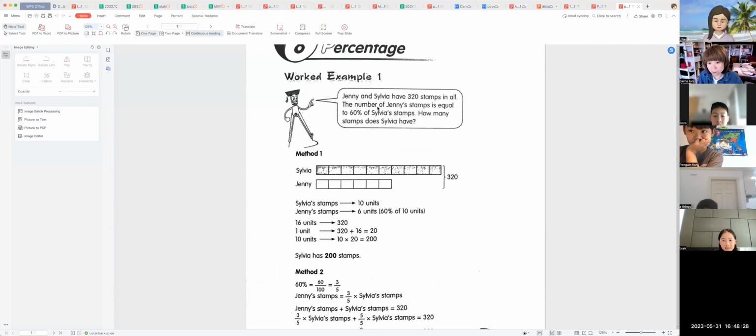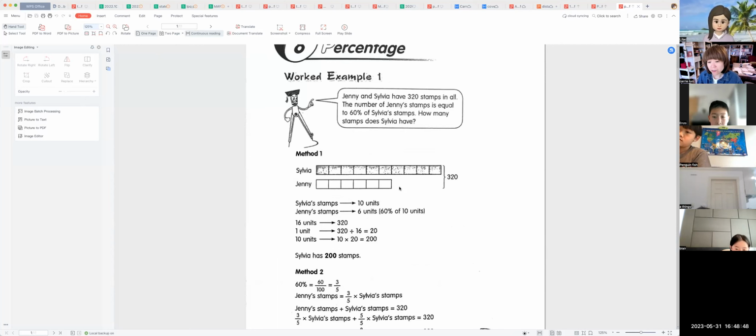Jenny and Sylvia have 320 stamps in all. The number of Jenny's stamps is equal to 60% of Sylvia's stamps. How many stamps does Sylvia have? Okay, very good. So everybody, we have two ways of doing that, okay? So this is a demo question, so we just want to show you how to do it.